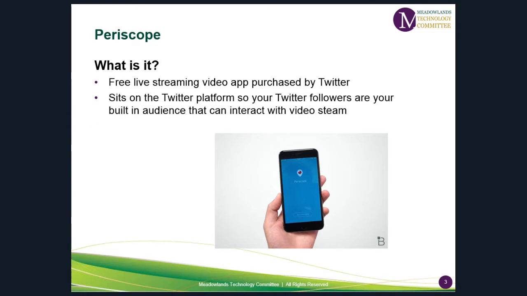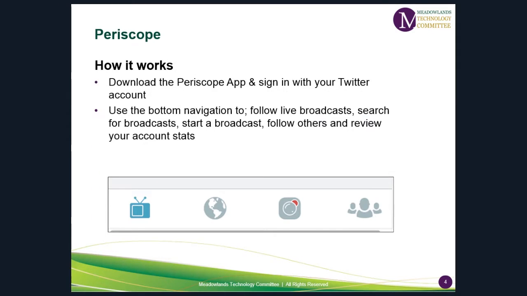So Periscope, before we jump into the actual app, I'd like you to think about the name. The definition of a periscope is an optical instrument for viewing objects that are basically out of sight. So if you think back to nautical times, hence the name of this app. It's pretty much free live streaming video that sits on the Twitter platform. So basically all of your Twitter followers are a built-in audience that can interact with your live video stream. Pretty cool if you ask me.